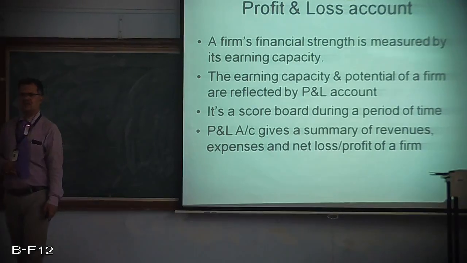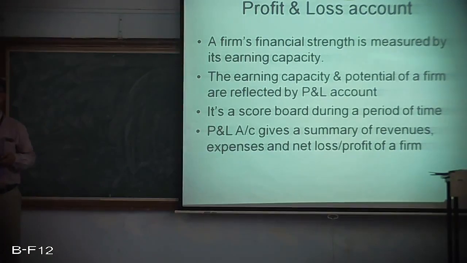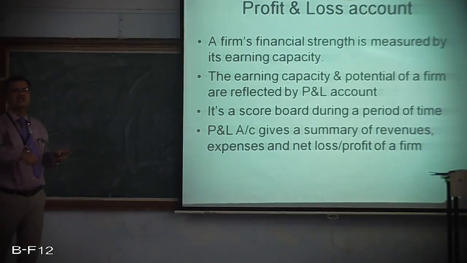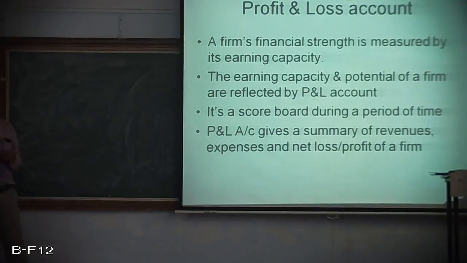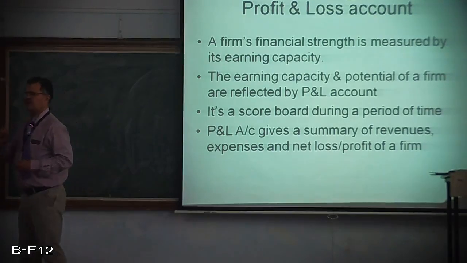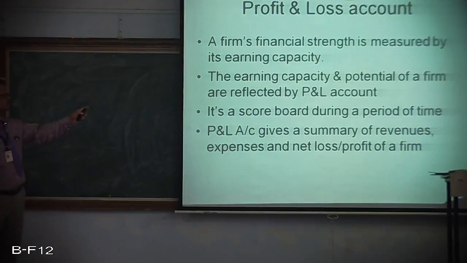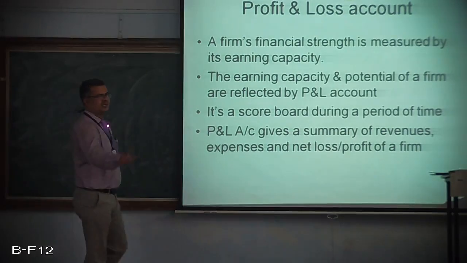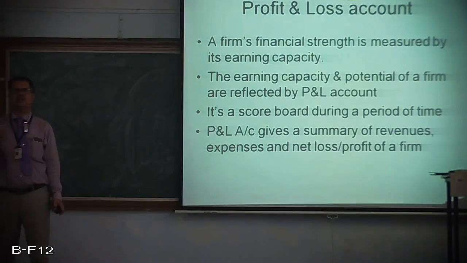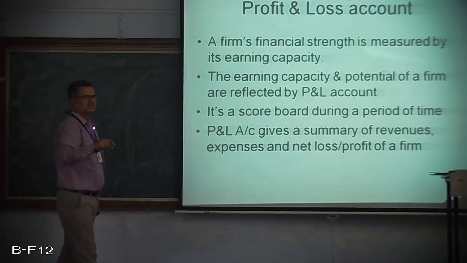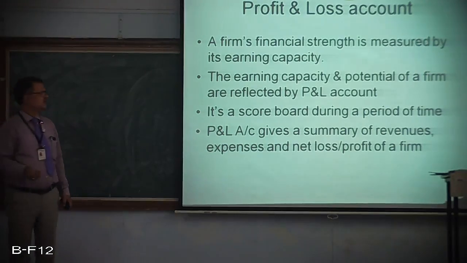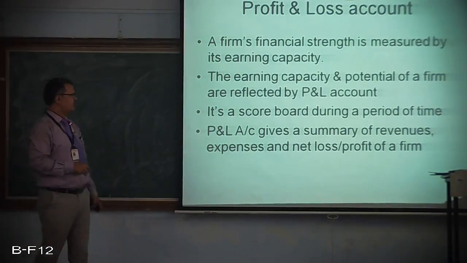Sometimes it is called a scoreboard, because everything is shown in numerical terms, this much worth of profit in rupees or any monetary value, dollars or something like that. So it shows all the values in numbers. That's why I can say it's a scoreboard during a period of time. I told you that normally we calculate as on 31st March, because the financial year runs from April to the next 31st of March. It's called a financial year.